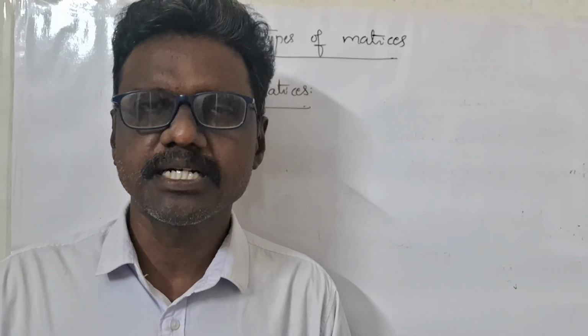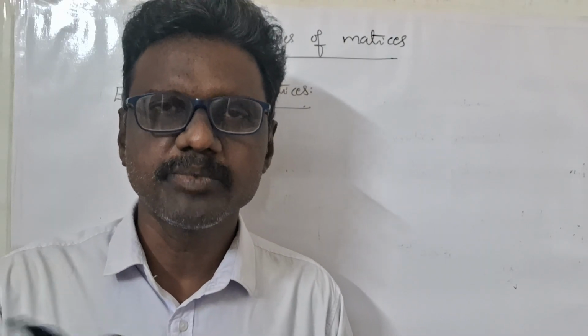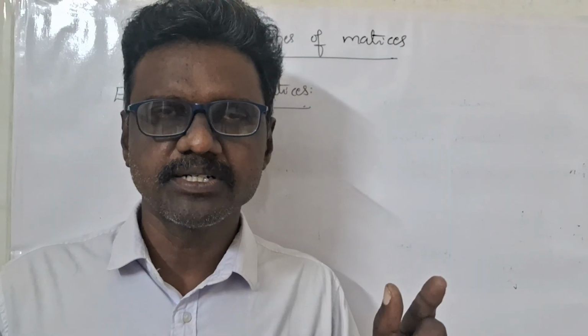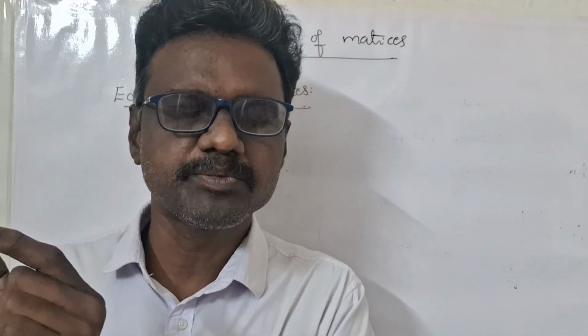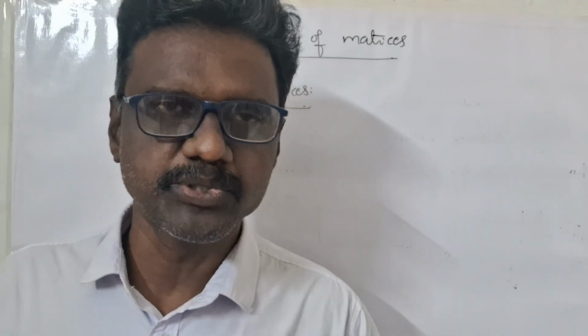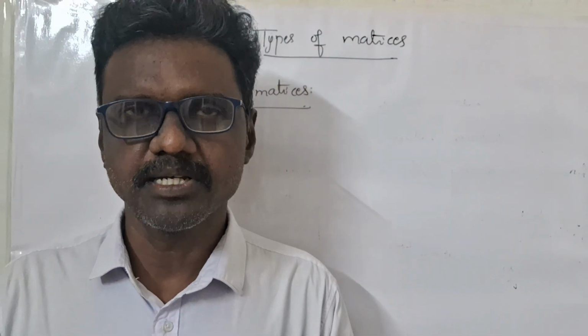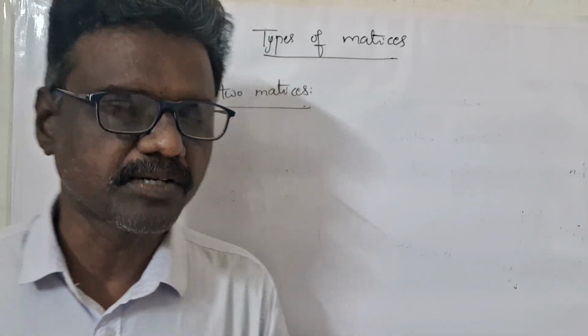Left side first row second element, right side first row second element. These are said to be corresponding elements, meaning same position elements. Whatever the element in a position on the left side, it must be equal to the element in the same position on the right side. Those are called corresponding position elements. They must be equal. Then only we can say two matrices are equal.